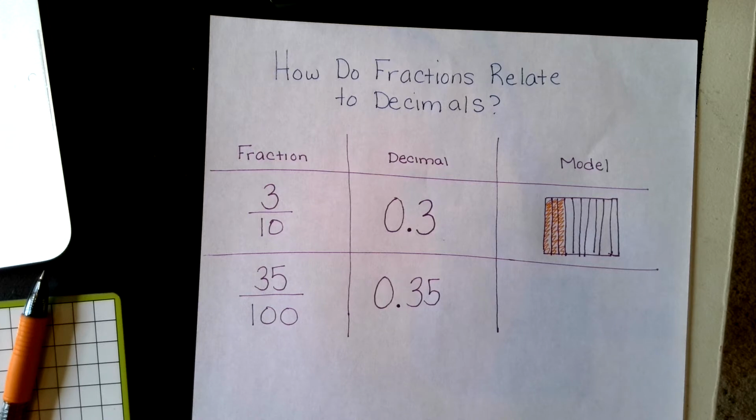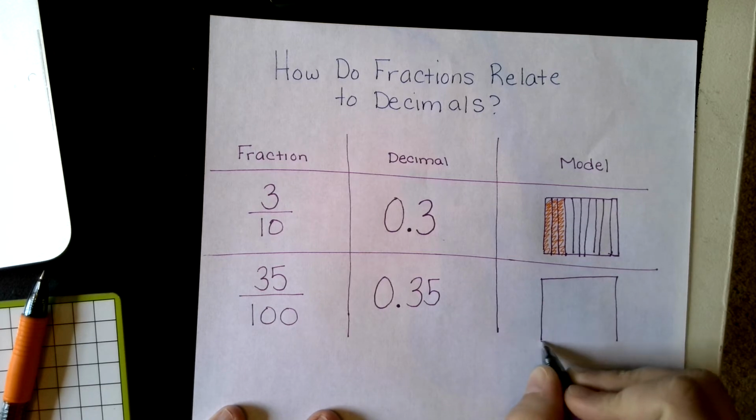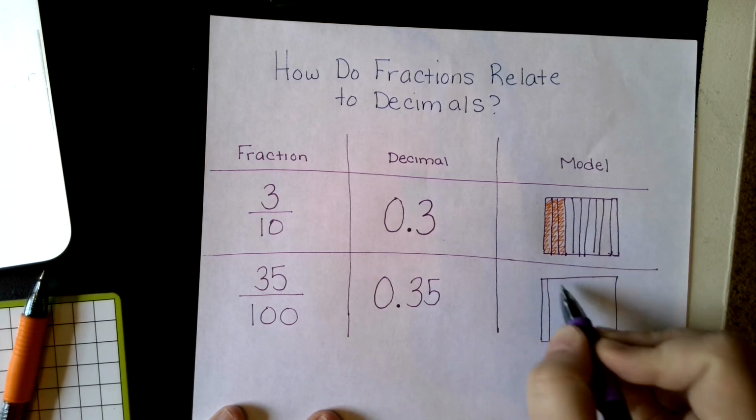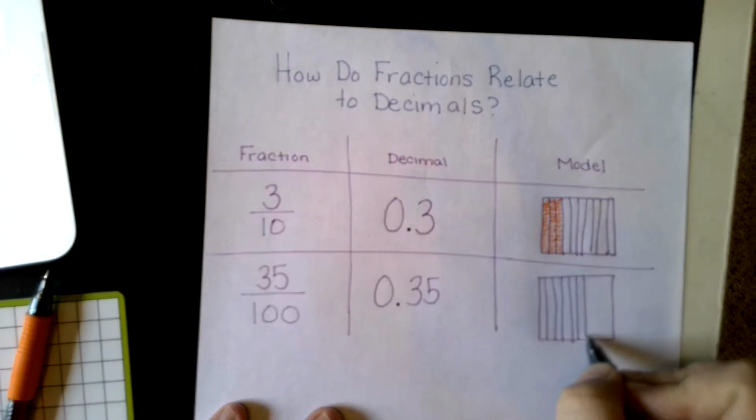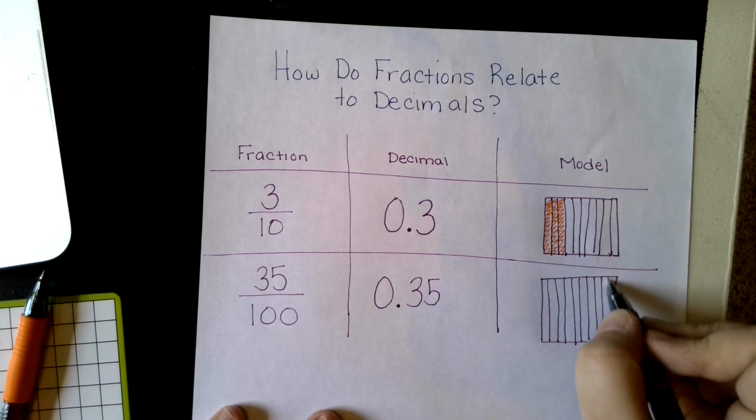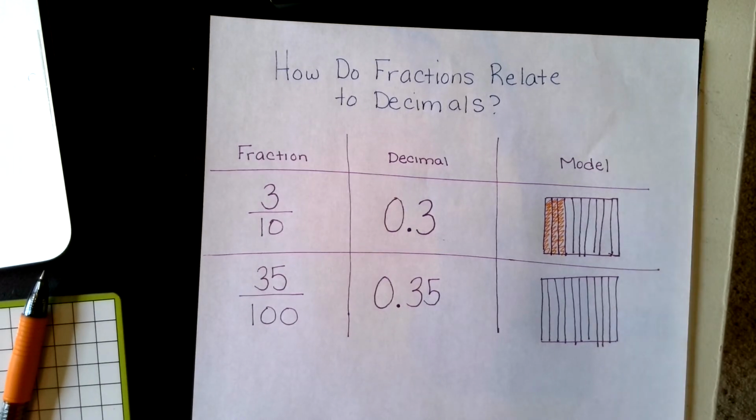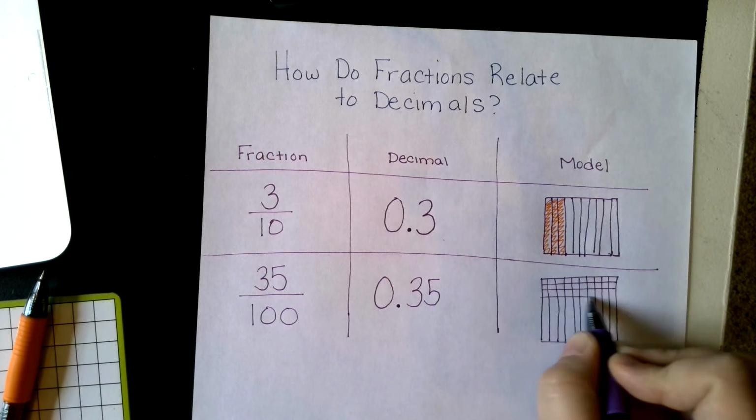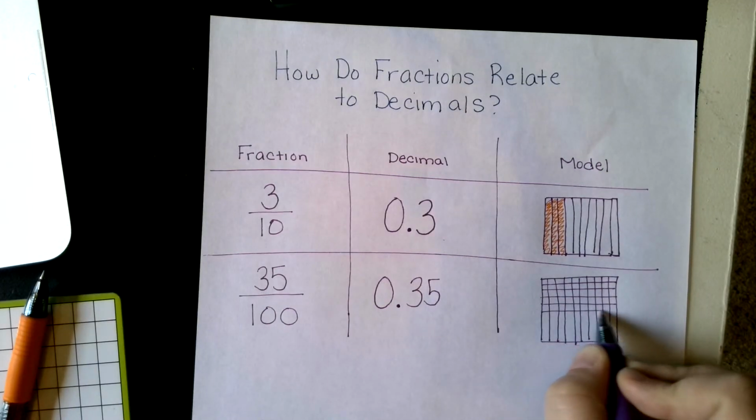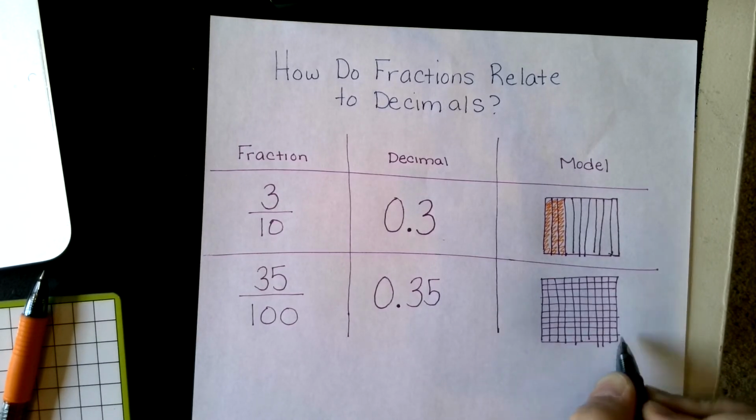So if we were doing this in a model, it would start off the same with our 10. I'm trying to do a better job making them fit. It's going to be real close. And there we go. But this time, instead of stopping at the tenths, we're going to keep going. So I'm going to do 10 lines across to make this hundredths. 1, 2, 3, 4, 5, 6, 7, 8, 9, 10.